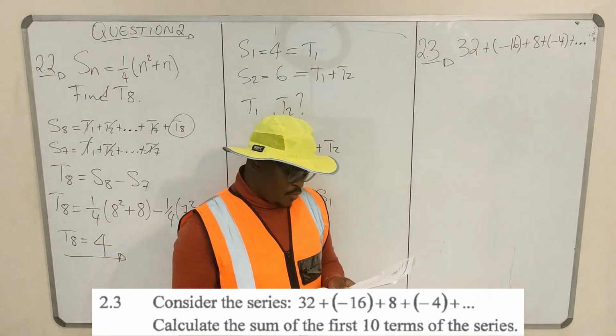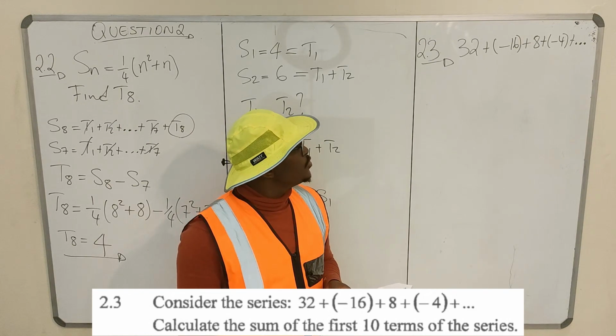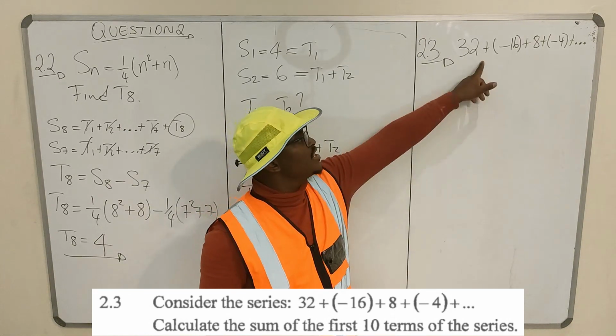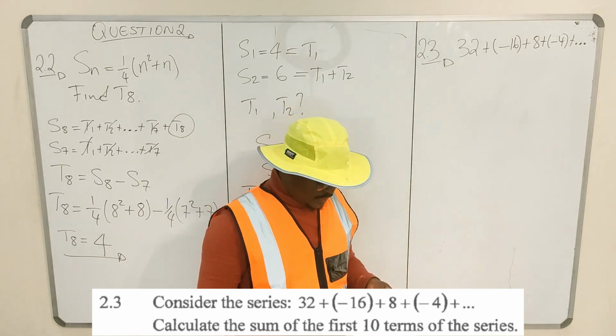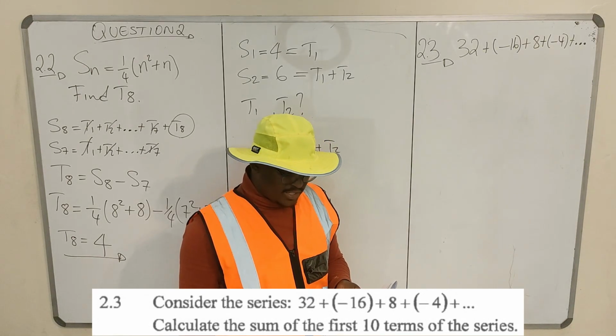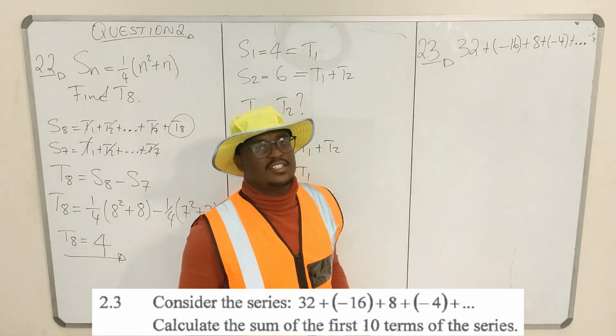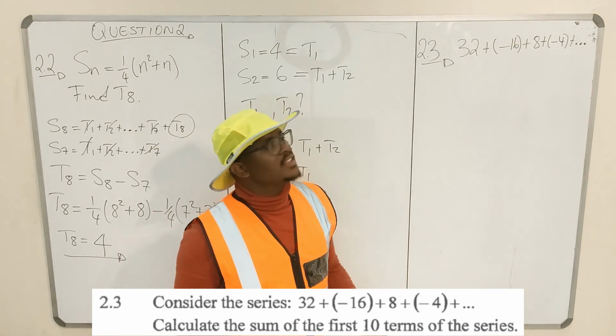So now we're going to do 2.3. 2.3 reads as follows: consider the series. So you are given this series here, right? Calculate the sum of the first 10 terms of the series. They want you to find the sum of the first 10 terms of the series. The first thing is to identify the series.